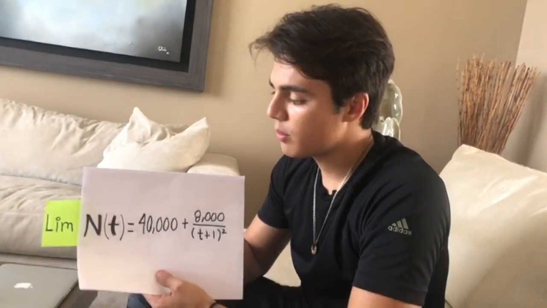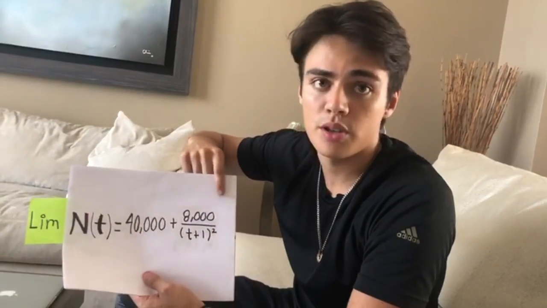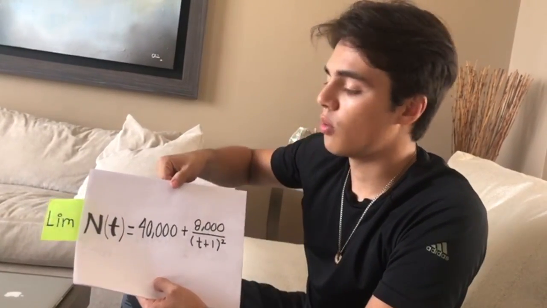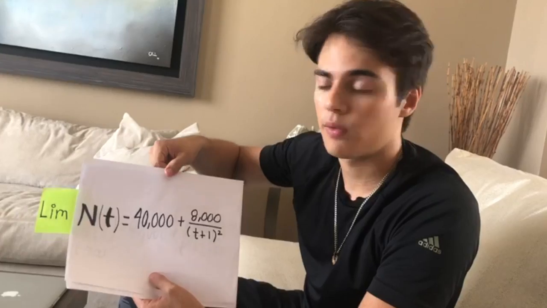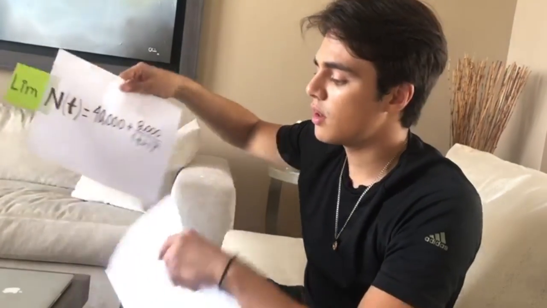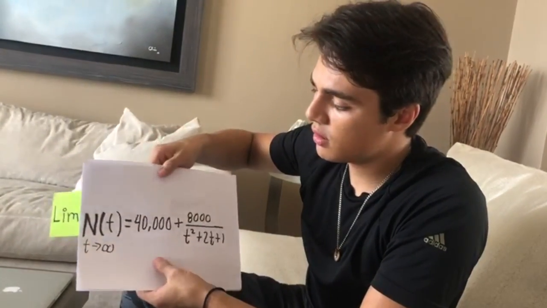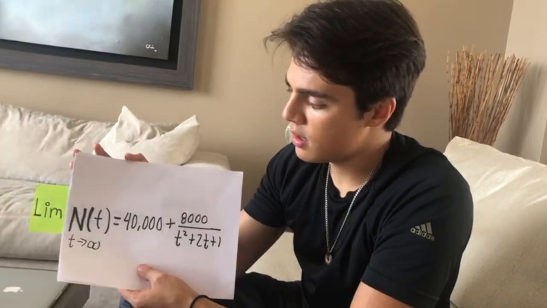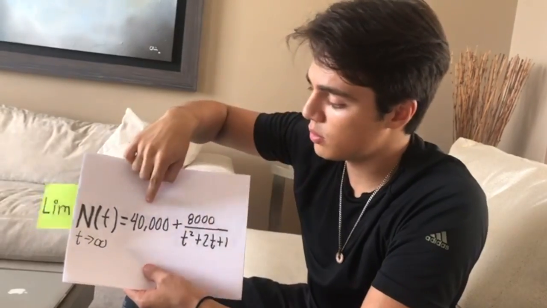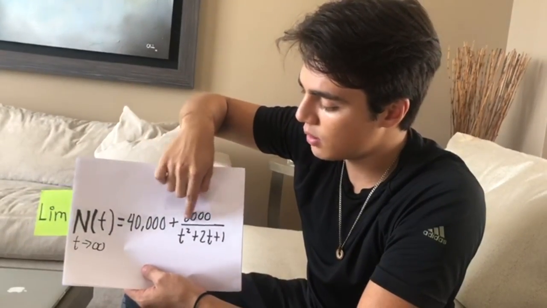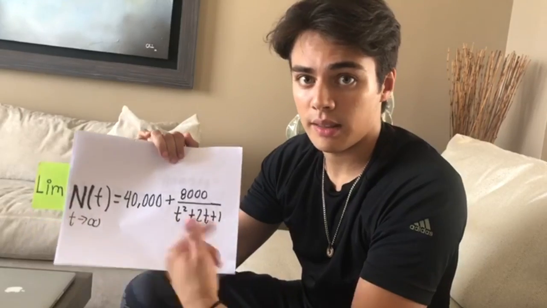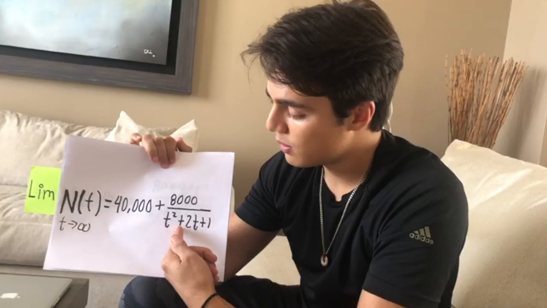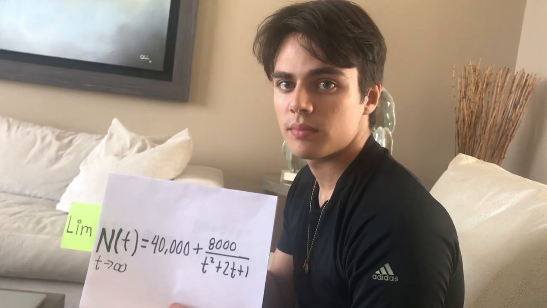So now we start with the problem. This is our original equation and we have to find the lower limit of the population. Since we did not get a specific number for t, which equals years, t will be approaching infinity. Then we follow through with the equation, which equals 40,000 plus 8,000 over t plus 1 squared, which equals t squared plus 2t plus 1.